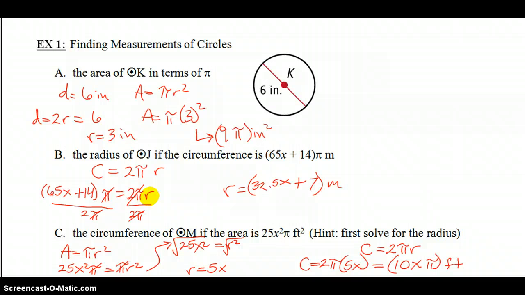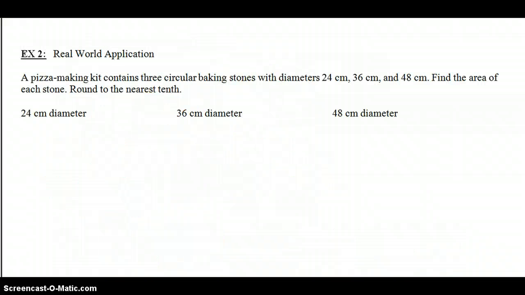Let's take a look at the next example. We've got a pizza making kit that contains 3 circular baking stones. These circles are of different sizes, so they have different diameters, and that's the best way to talk about the sizes of circles here. We have a 24 centimeter diameter, 36 centimeter diameter, and 48 centimeter diameter. The problem asks you to find the area of each stone. So the formula we'll be using is the area formula. Area equals pi r squared. Notice you're given diameters, so we need to convert these to their corresponding radius.